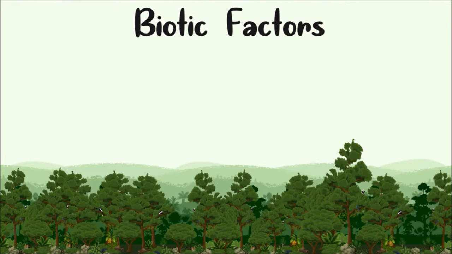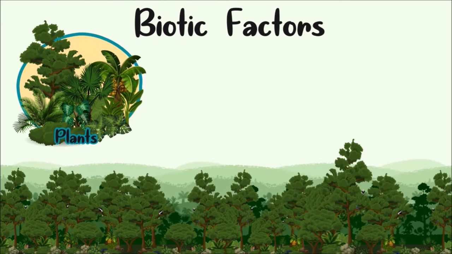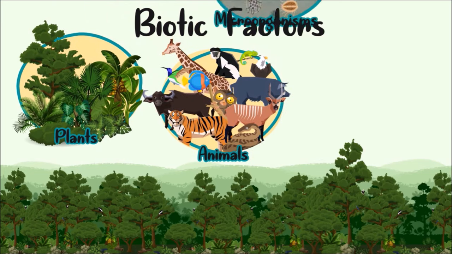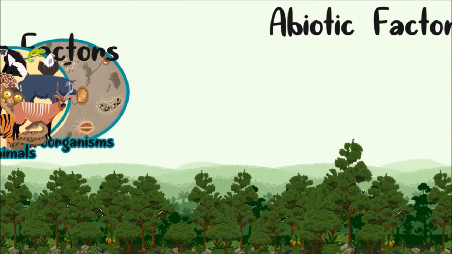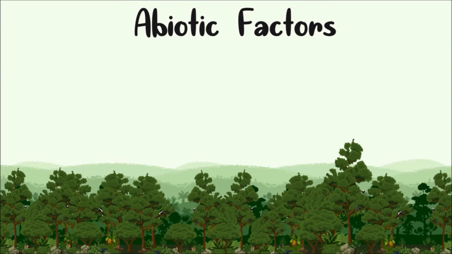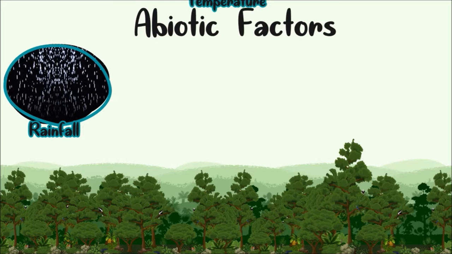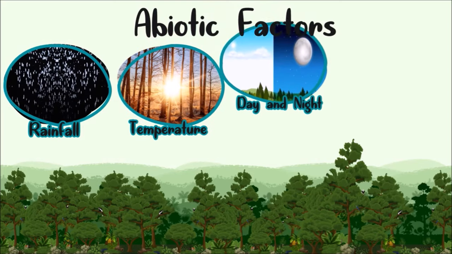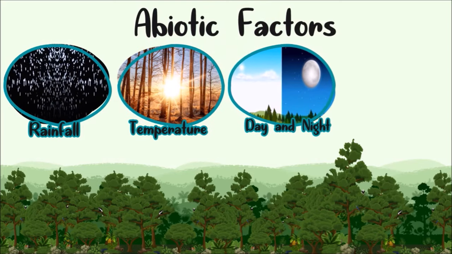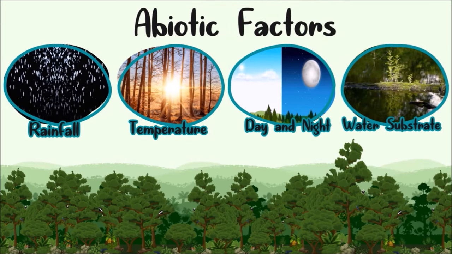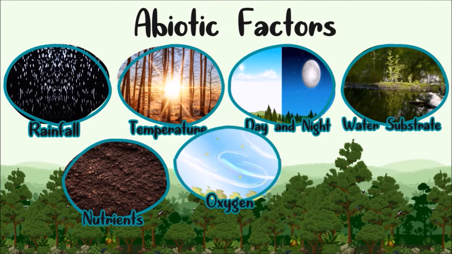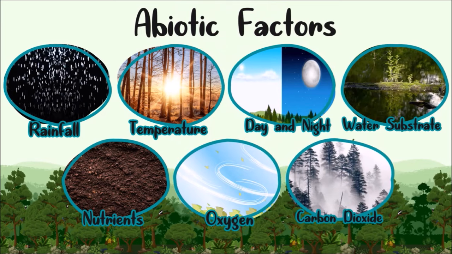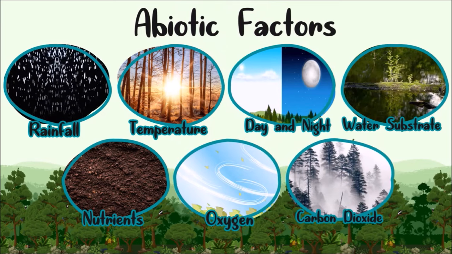Biotic factors may be plants, animals, or other organisms. Well, some examples of abiotic factors are rainfall, temperature, length of the day and night, water, substrate, nutrients, oxygen, carbon dioxide, and many more.